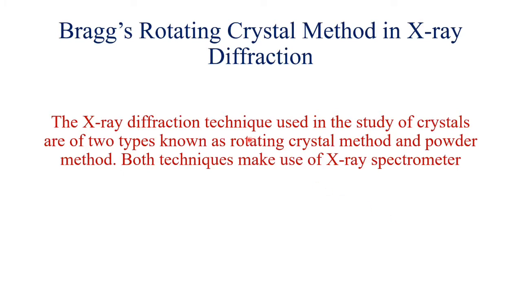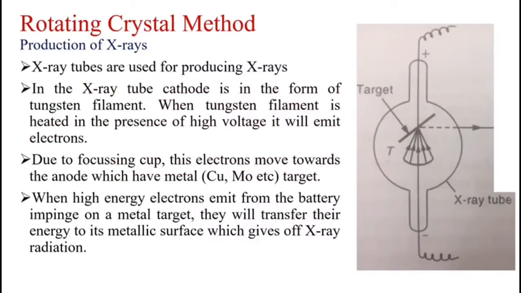The X-ray diffraction techniques used in the study of crystals are of two types, known as the rotating crystal method and the powder method. Both techniques make use of an X-ray spectrometer. So we have two methods for the study of crystals: one is the rotating crystal method and the other one is the powder method. In this class we are going to discuss the study of crystals using Bragg's rotating crystal method. Now let us discuss the rotating crystal method in detail.